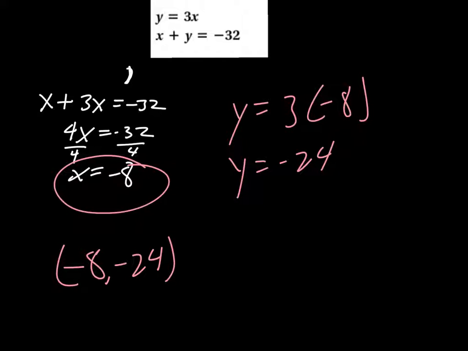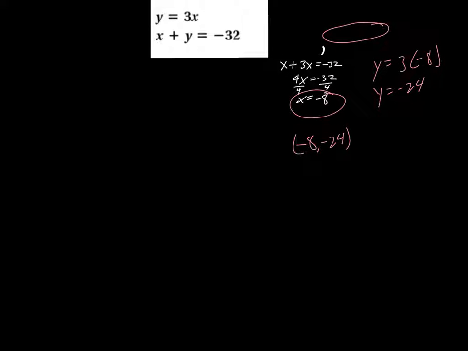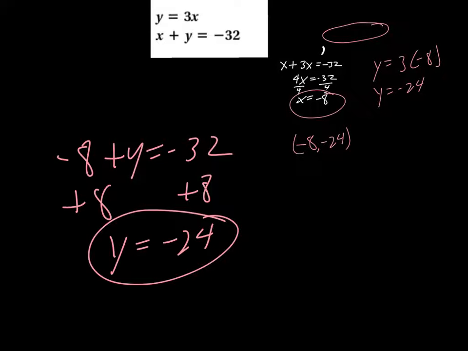Now again, I said I was going to prove it to you that it's going to give me the same answer in both. So I'm going to take this one, and I'm going to plug that negative 8 in here. So I'm going to have negative 8 plus y equals negative 32. Obviously, add the 8, and look at this. y is again negative 24. So no matter which one I plugged it into, I found that the point negative 8, negative 24 works for both, which means that's where these two lines, if I were to graph them, would intersect.